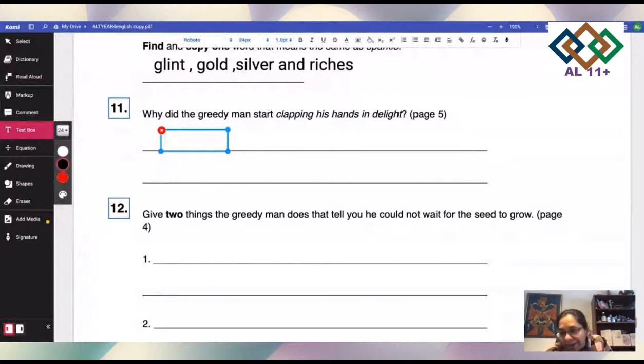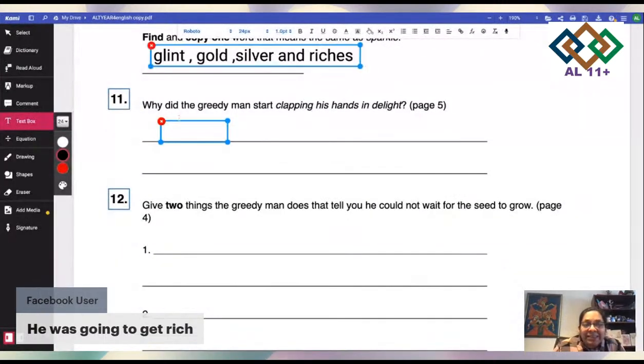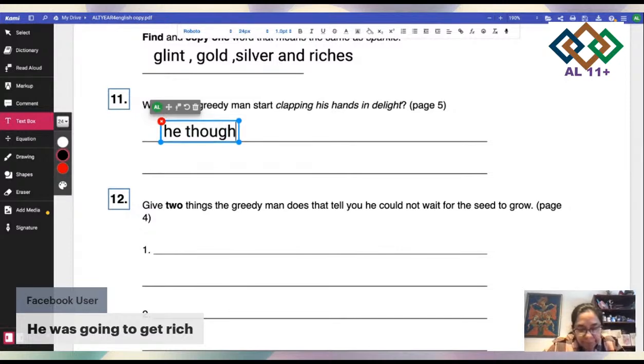Because he has got the pumpkins, you're saying? Because he was going to get rich. I think we won't go with because he got the pumpkin, but we'll go for the second one, what you wrote here. He was going to get rich. Because if you're getting rich, that's the reason you'll be clapping your hands. I need to start with a capital. Always remember starting with a capital letter, the first sentence.